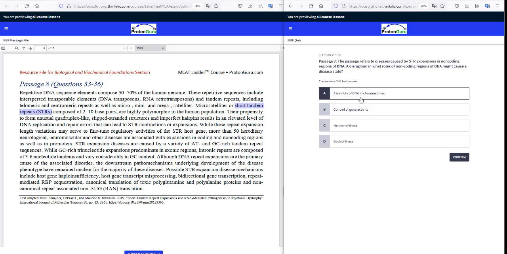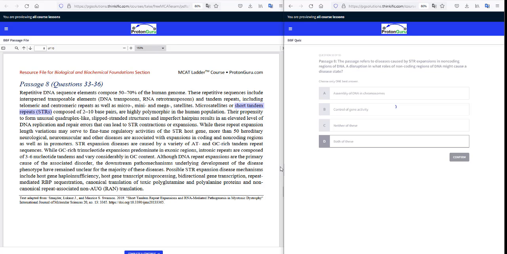Now, choice A has to do with the assembly of DNA into chromosomes. That's pretty important. Control of gene activity. It's tempting to rule that out because it's specifically non-coding regions, but remember that controlling gene activation, we have a whole section of that in our biochemistry, is really dependent on perhaps binding of other things to non-coding regions. So A and B look like they're both correct, which means we have to go with answer choice D.